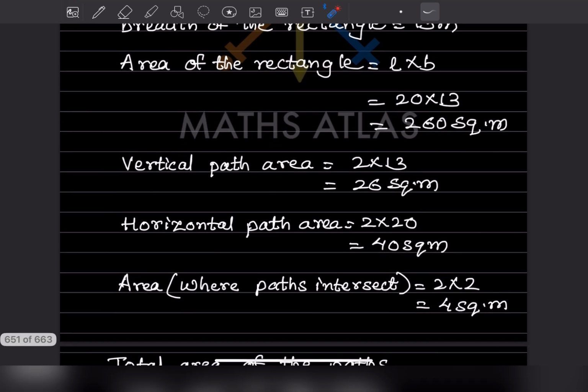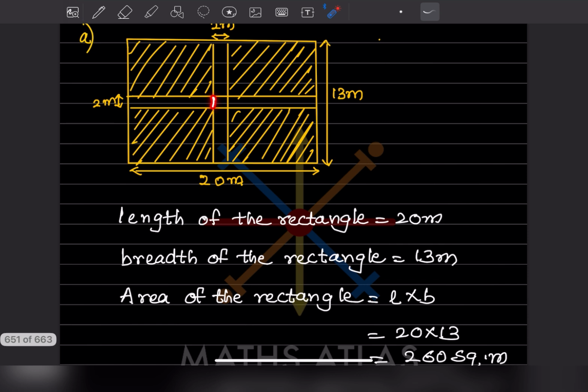So that will be 2 into 20, that will be 40 square meter. The area where the paths intersect, as I told you, is the area where the path is intersecting here. Both sides are 2 into 2. This side is 2 and this side is also 2. So that is a square.